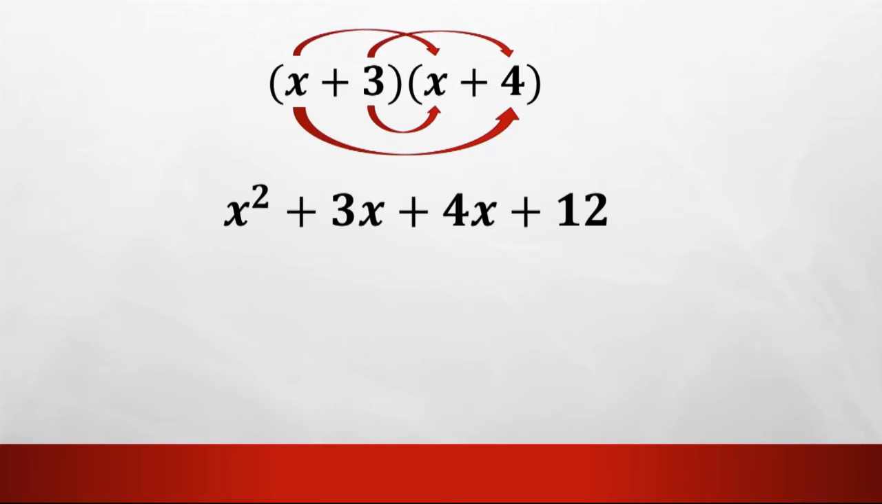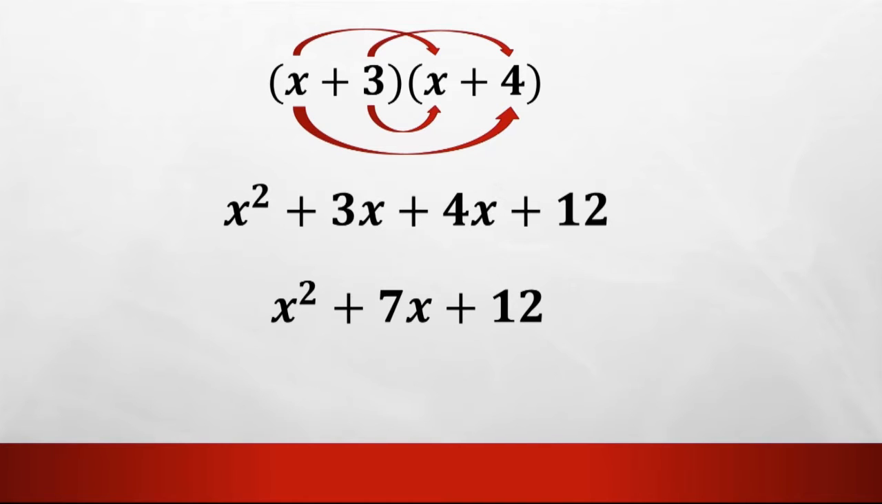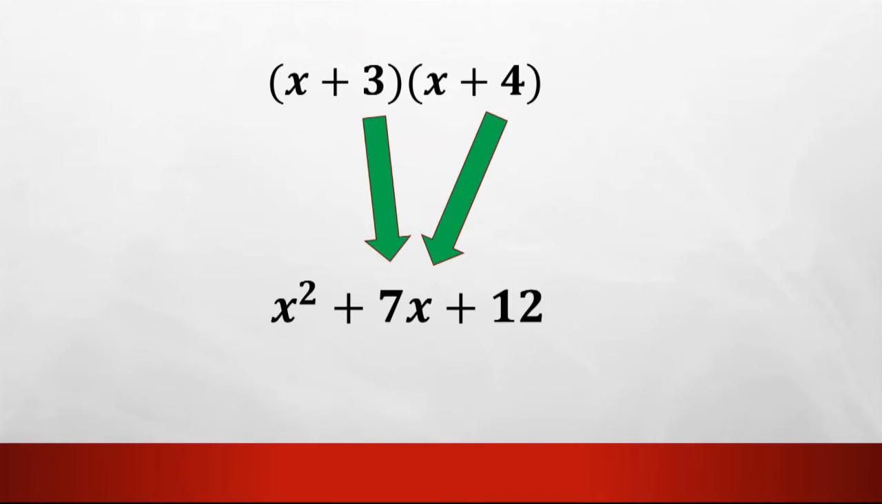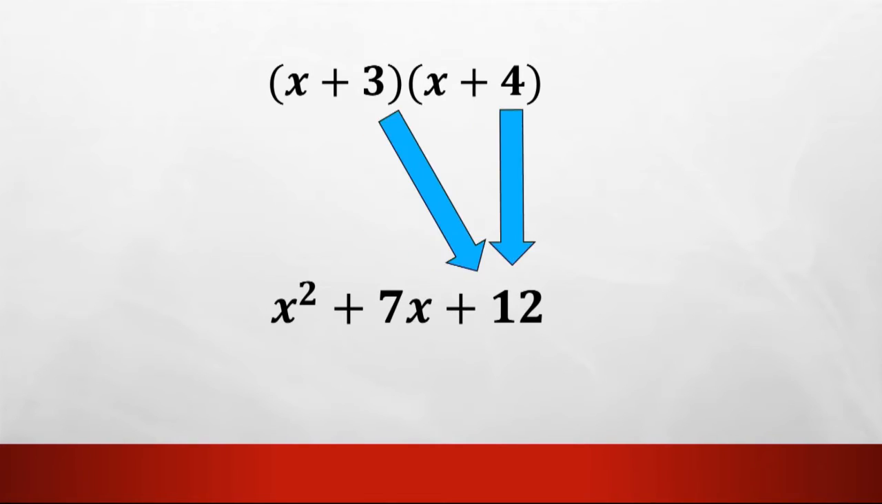And if you collect like terms, in this case just the x's, you can shorten this to x squared plus 7x plus 12. Now if you look closely, you'll see that that 7x in the middle, the number 7, is what you get when you add together the 3 and the 4. And the number 12 at the end is what you get when you multiply the 3 and the 4. Well, that can be quite handy.